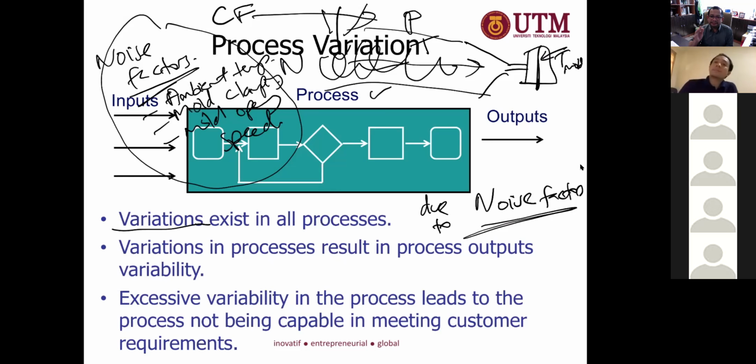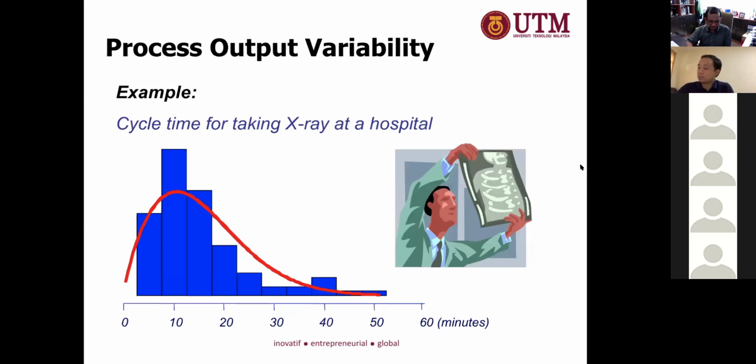Any variable that is needed to make sure the process is successful is the control factor. So the interaction between control factor and noise factor, if we can optimize it, will give us robustness. When it is robust, the variation is reduced, then we can improve the process to Six Sigma. Here, it is written: excessive variability in the process leads to the process not being capable of meeting customer requirements because the process is not robust.